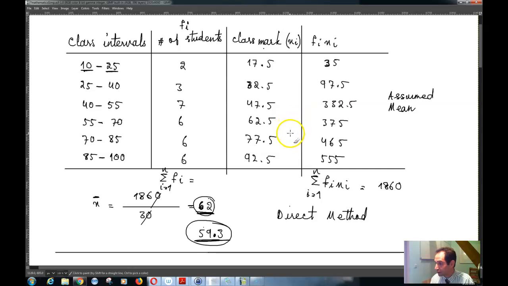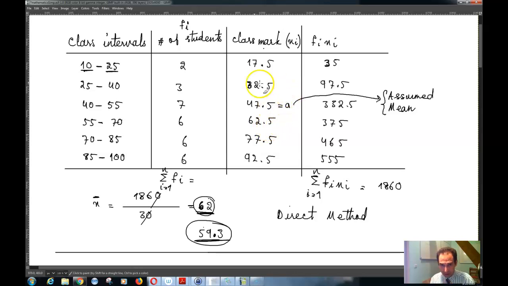So now let's do this part. We can choose, for example, A equal to 47.5. You can take this number as A, and that is your assumed mean, okay? And you will see in just a second how you will do this. It actually makes your table considerably simpler and easier.